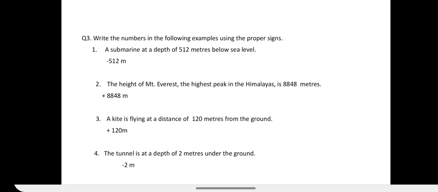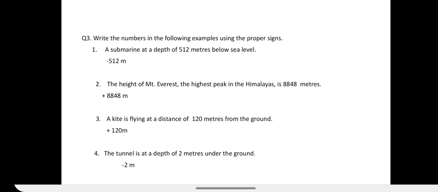Question number 3, write the numbers in the following example using the proper sign. First one, a submarine at a depth of 512 meters below sea level. Below means negative, so -512 meters. Second one, the height of Mount Everest. The highest peak in the Himalayas is 8,848 meters. That is positive plus 8,848 meters. Third one, a kite is flying at a distance of 120 meters from the ground. That is positive 120 meters.